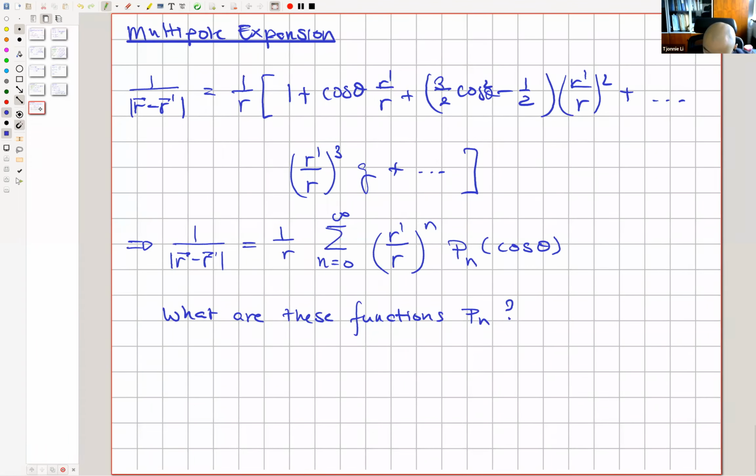But for the time being, indeed, okay. The solutions to these, okay, these are indeed Legendre polynomials.